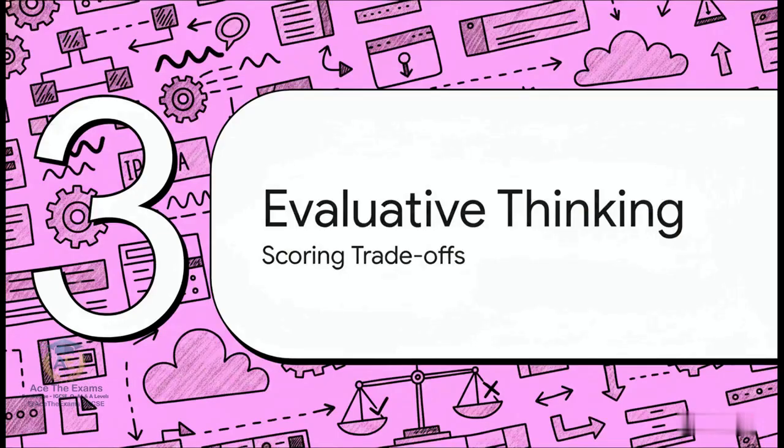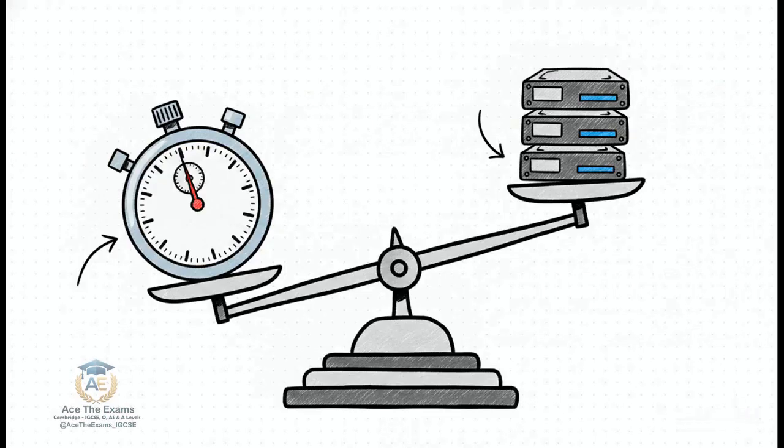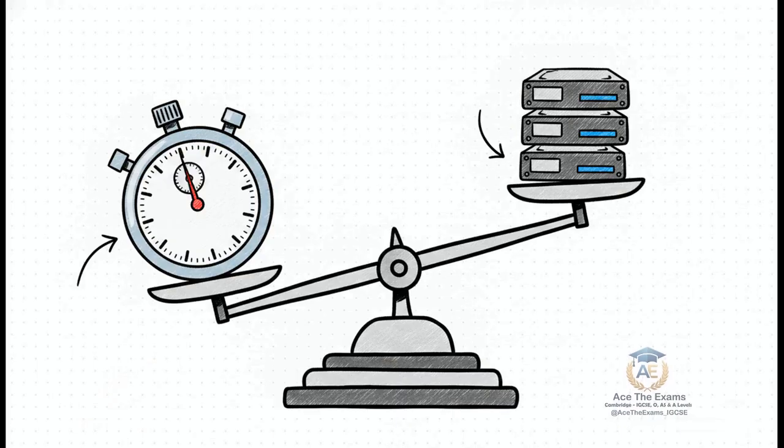Section 3. Evaluative Analytical Thinking. Let's look at the top scoring trade-offs. A top candidate doesn't just find a mathematical solution and stop there. They actually evaluate its quality. Real-world networking is entirely about trade-offs, and Cambridge expects you to know this.